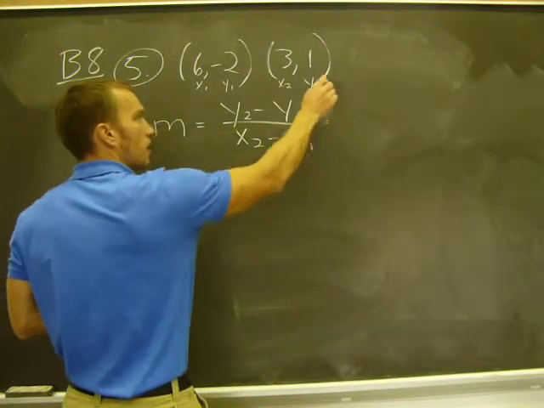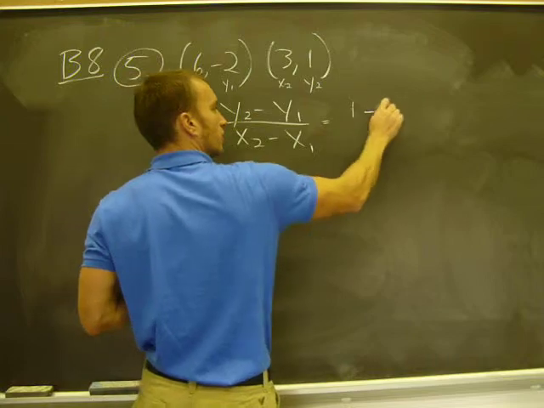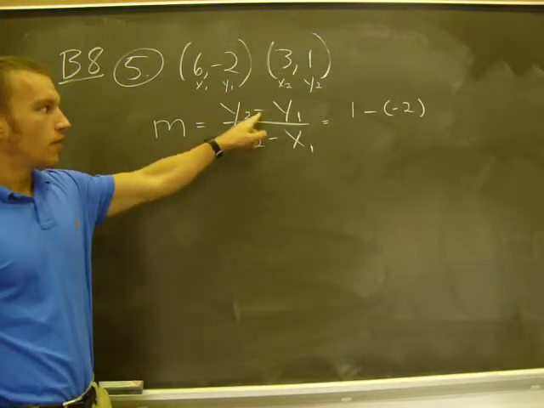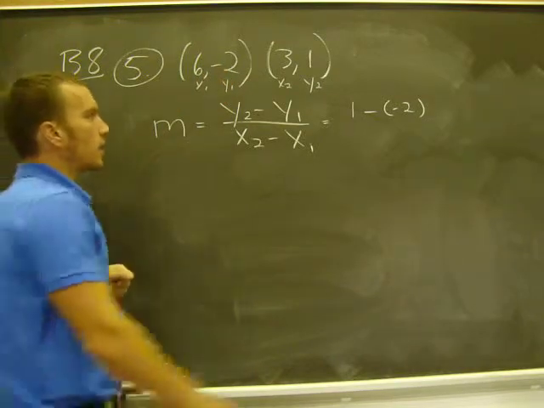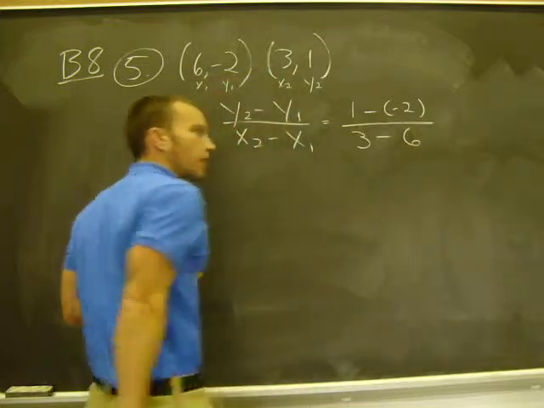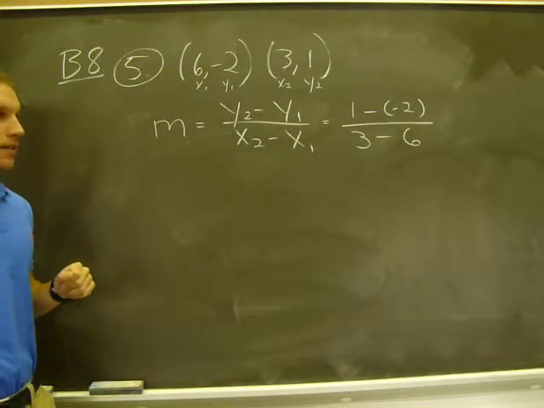So for this example, that would be 1 minus -2. Be careful with your negative signs. I have 2 of them here, one from the formula, one from the problem. And then 3 minus 6. And simplify that to get my solution.